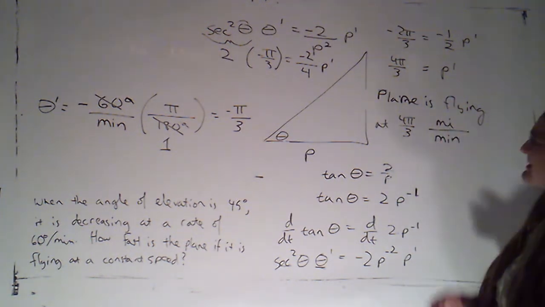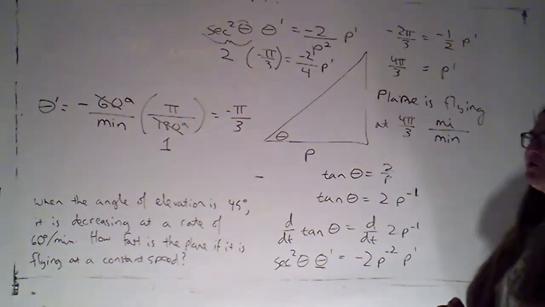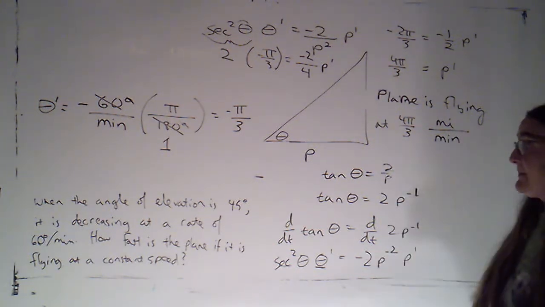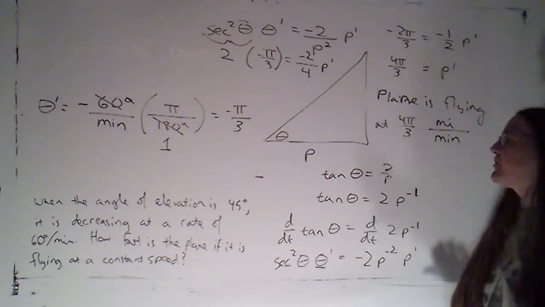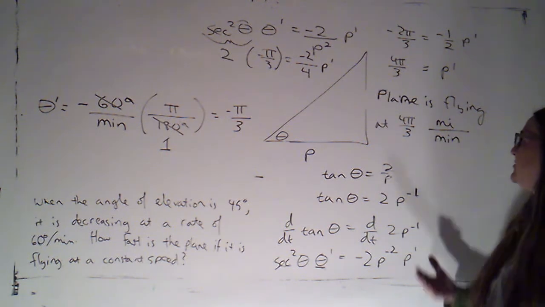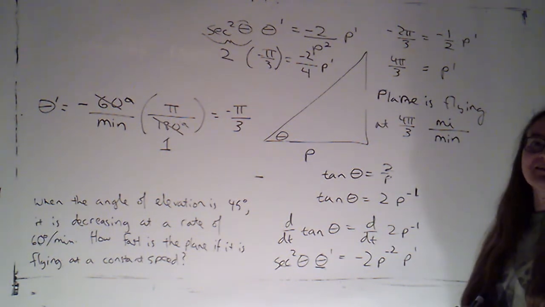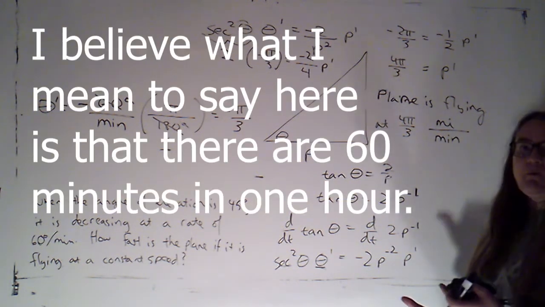Okay. Now, that's slightly unusual units. I didn't specify what units to use, so that's perfectly acceptable. If you wanted to convert that to miles per hour, you'd simply multiply by 60, because there are 60 minutes in 1 hour, and that would be fine as well.